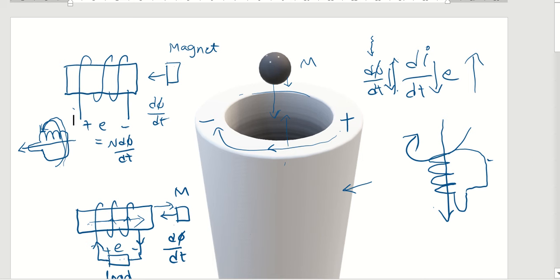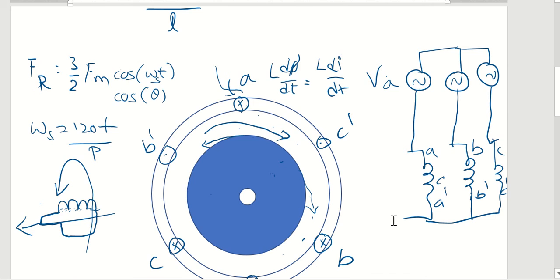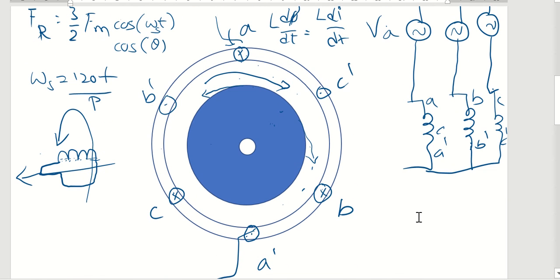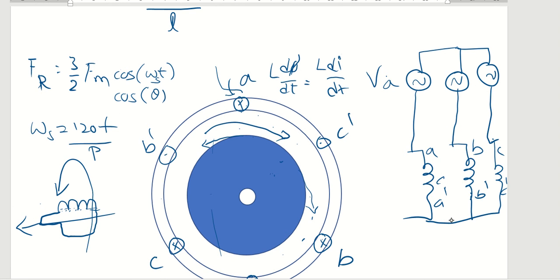Now let us see the same operation in an induction motor. We have three coils. Let us assume A and A dash. That means A is wound here and it is circulated like this and A dash is coming out. See how A, B, C are being connected to a voltage source with A dash, B dash, C dash. If you see A, B, C, they are physically displaced by 120 degrees.